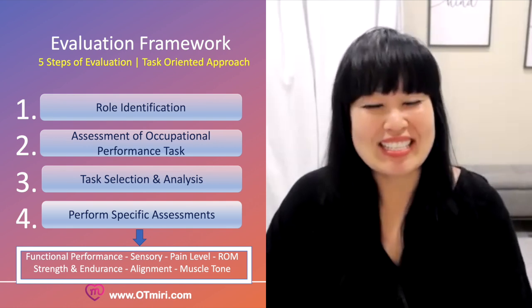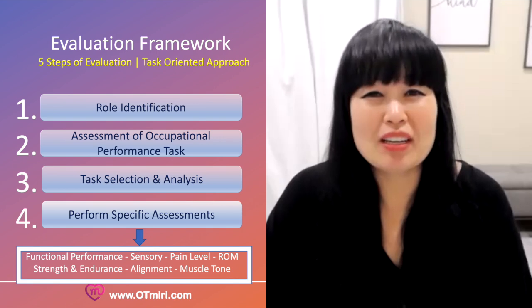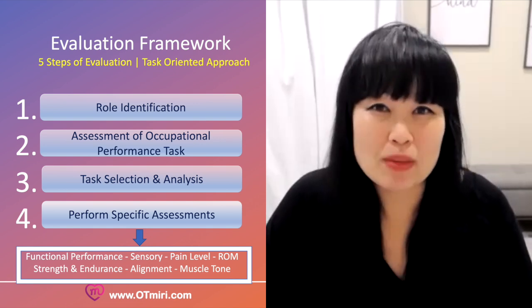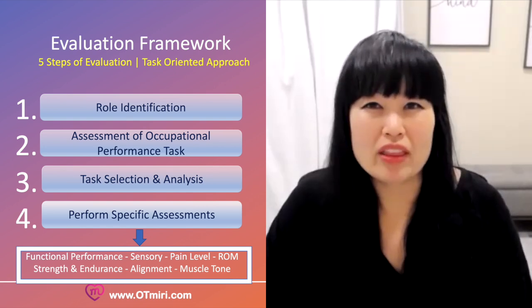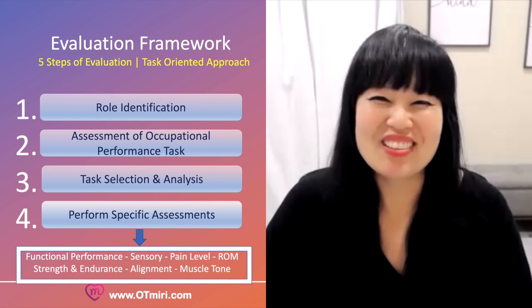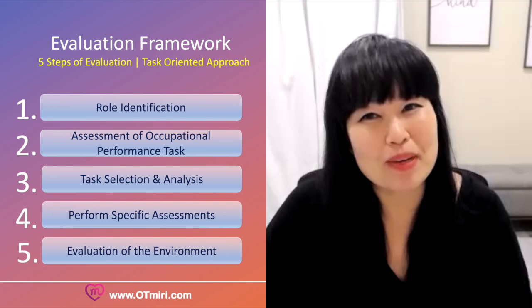We might also assess strength through manual muscle grades. And if you have more time, depending on the setting, you might decide to administer other assessments that are specific to the upper extremity, like the Wolf Motor Function Test. All right. And so that brings us to the last step of the evaluation, and that's looking at the environment.